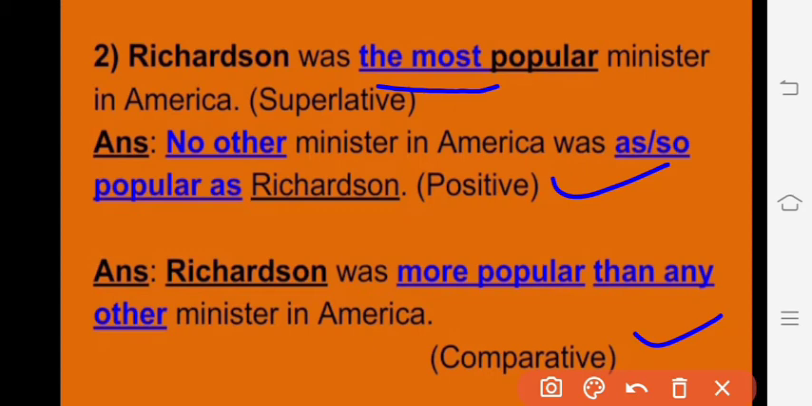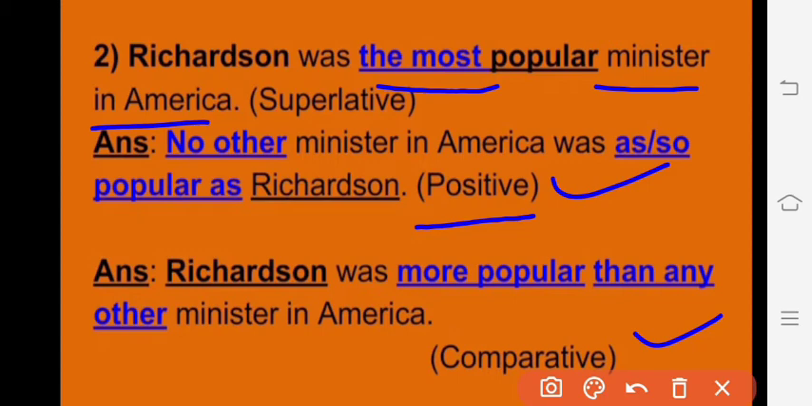The most means superlative degree. Now if you identify this is superlative, you can convert into positive or comparative. So here, the most is given, and if you want to convert into positive, start with "no other" word. Always start with "no other." Then, if you want to convert into positive, the subject goes to the object place and the object goes to the subject place. So: no other minister in America was as or so as popular as Richardson.